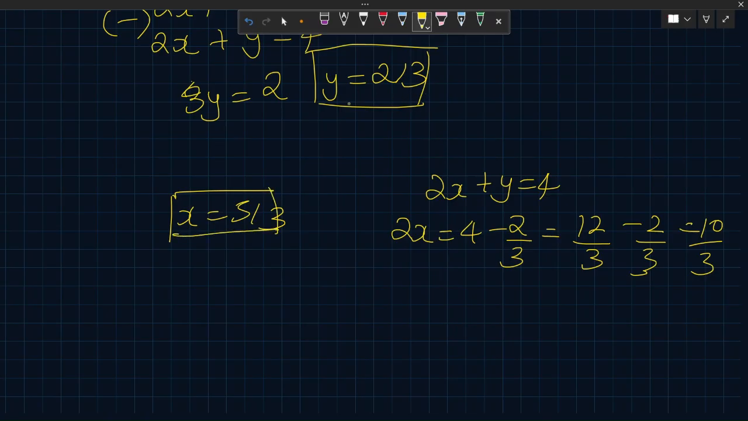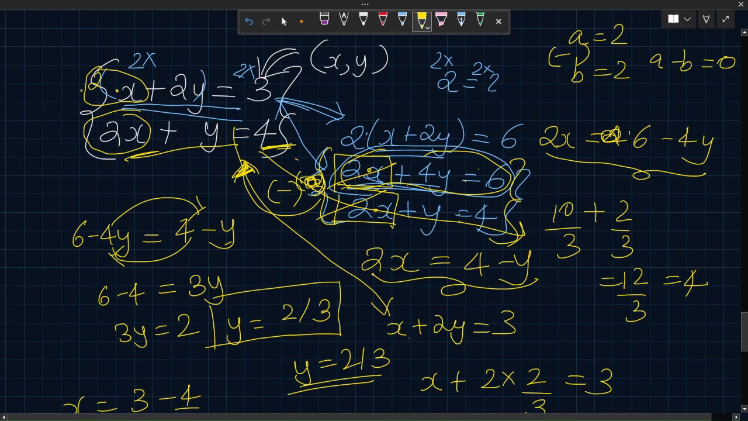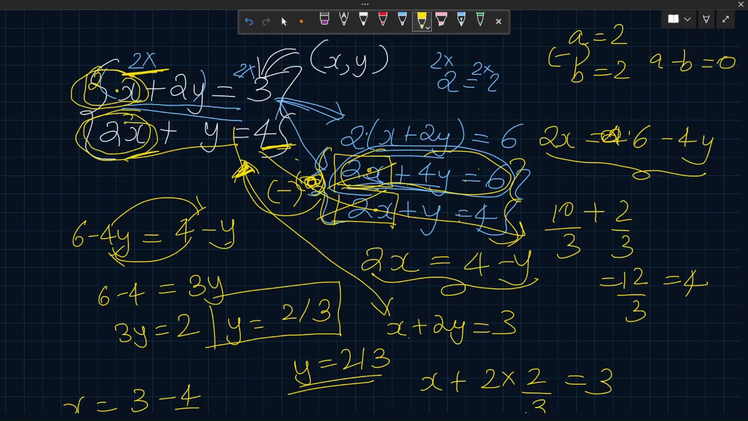Alright, so the idea is to multiply any one of the equations by some number such that the coefficient here and the coefficient here become equal, and then you can just subtract the two equations to effectively get one equation in one variable, and then resubstitute that to get the other variable.